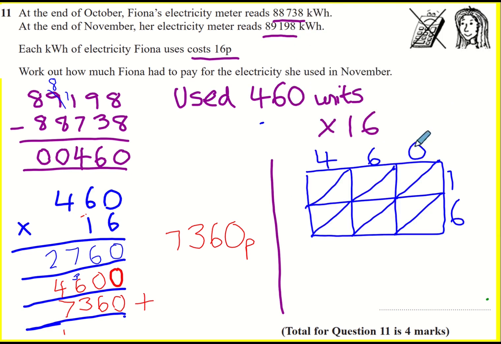And what I do here is I do 0 times 1, which is 0, because anything times 0 is 0. 0 times 6, again, anything times 0 is 0. 6 times 1, which is 6. I put no tens and 6 units here. 6 times 6 is 36. 4 times 1 is 4, no tens, 4 units. 4 times 6 is 24.